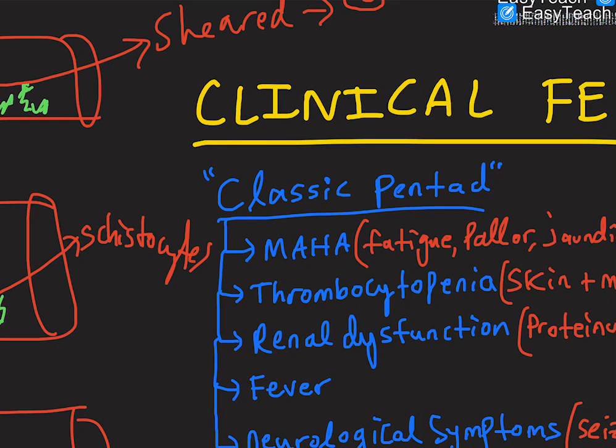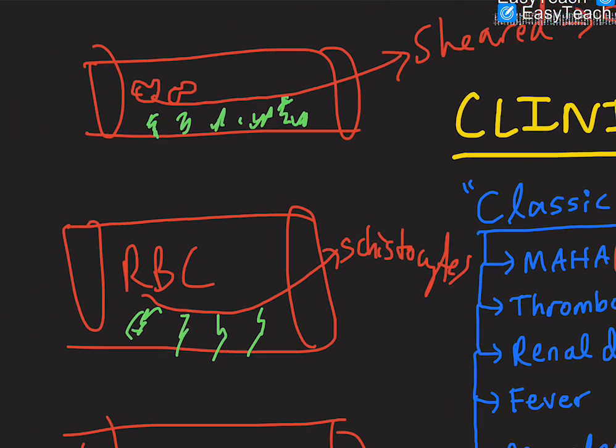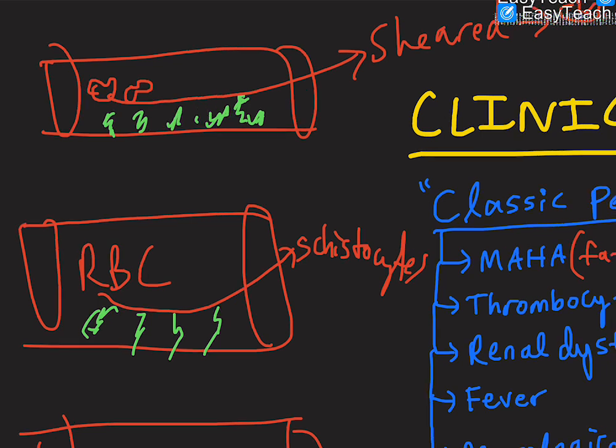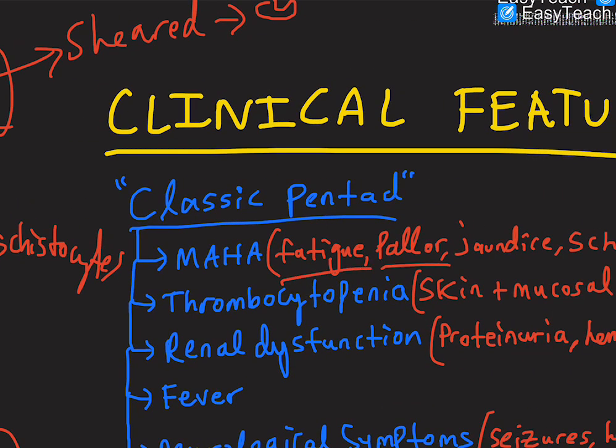That's why it's called microangiopathic, because this is occurring in your small blood vessels; hemolytic, because you're lysing red blood cells, you're shearing them; anemia. If you're shearing red blood cells, you have less functional red blood cells, which means you're more likely to get anemia. So you can see things like fatigue, pallor, like you would see in anemia.